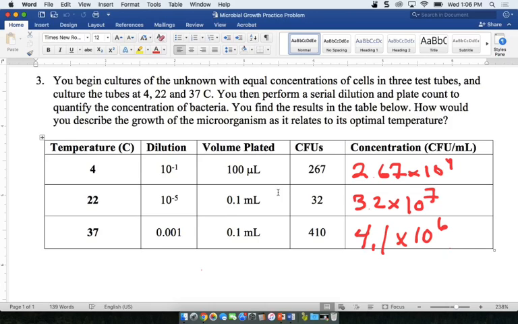Okay, any questions on any of these 4? All right, go back to your seats. We're going to do some comparing between the different ones.